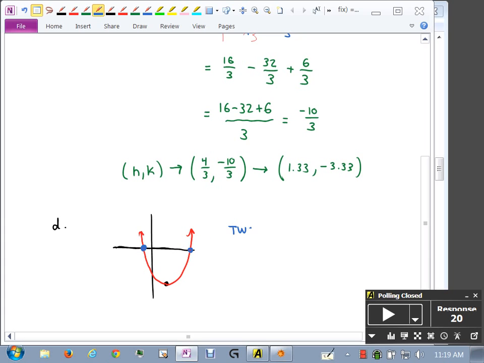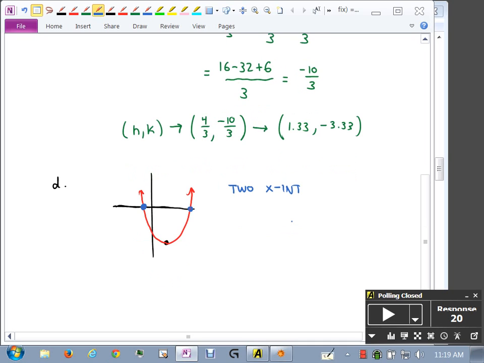Since we have 2 x-intercepts, I need to find them. And to find them, what do we do? Set the function equal to 0, right? So you set 3x squared minus 8x plus 2 equal to 0.